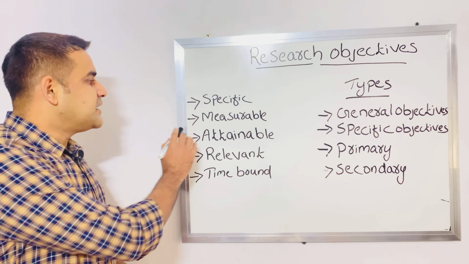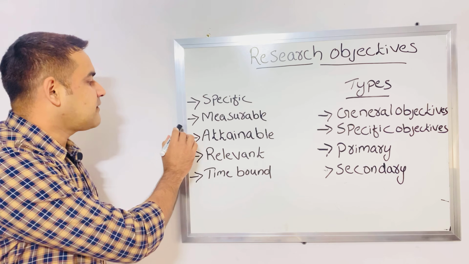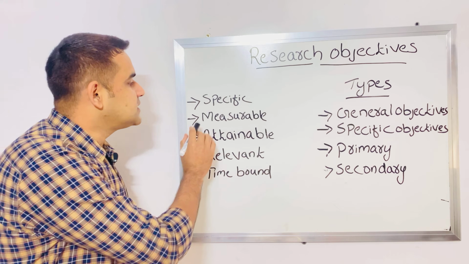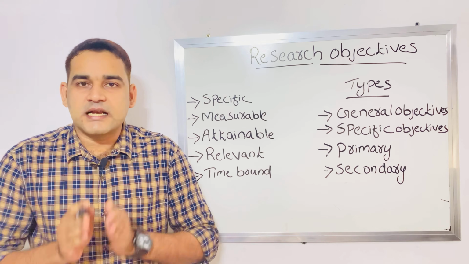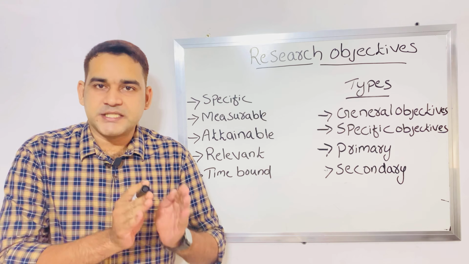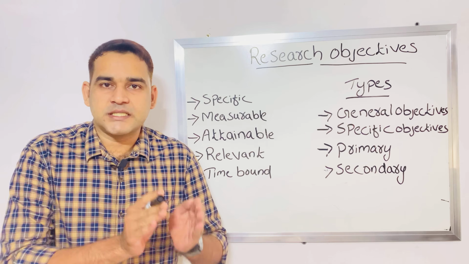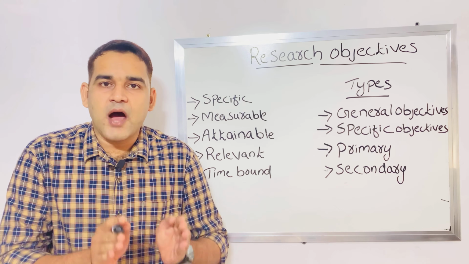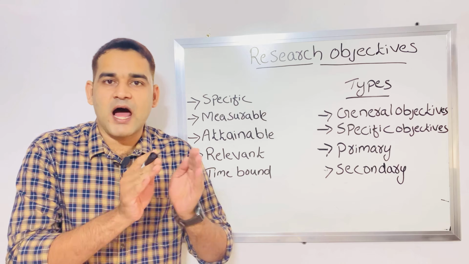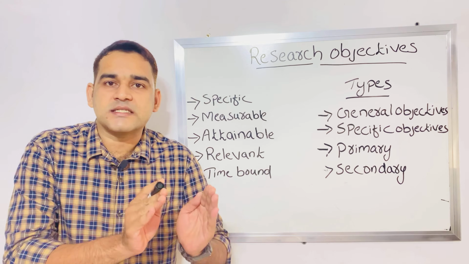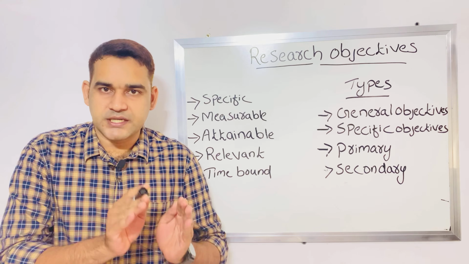Next one is measurable. The second characteristic of research objective is measurable. That means at the end of the research, the objective should be measurable. Whether you have achieved the objectives or not, you have to measure at the end. So always a good research objective should be measurable.